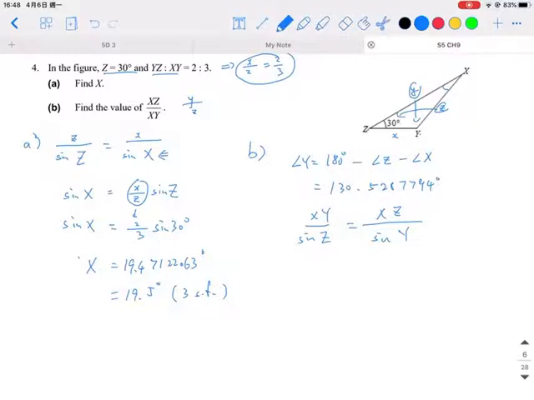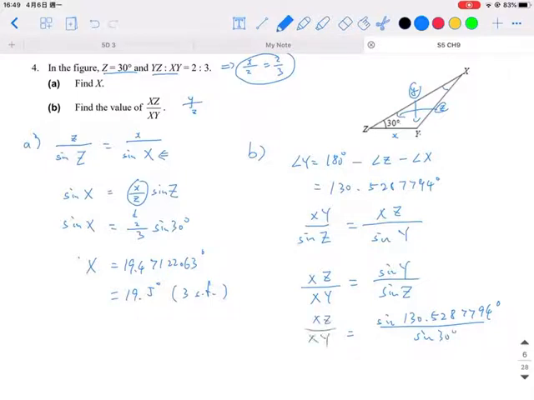Then we change the subject to XZ over XY, sorry, XZ in the numerator. So it should be XZ over XY is equal to sine Y over sine Z. You do it by calculator: you input the angle like this, over sine 30 degrees, and you will get the ratio 1.52, 3 significant figures.